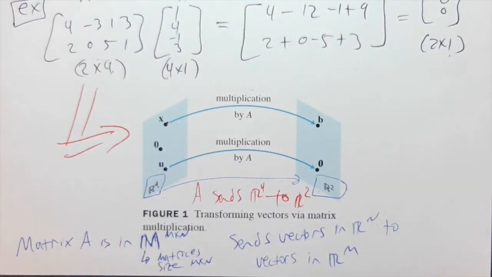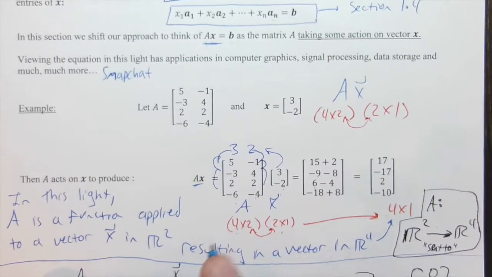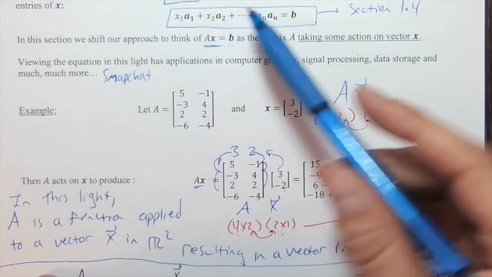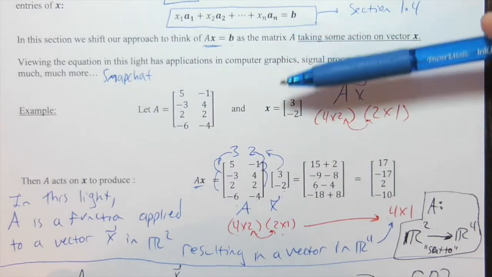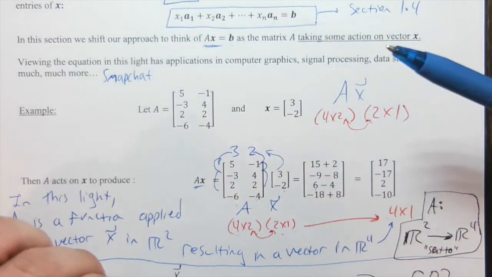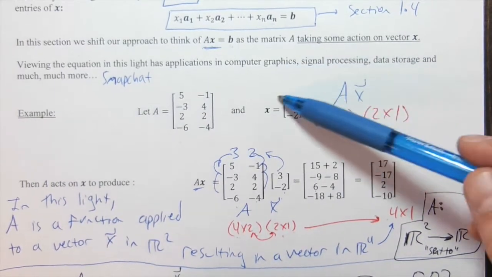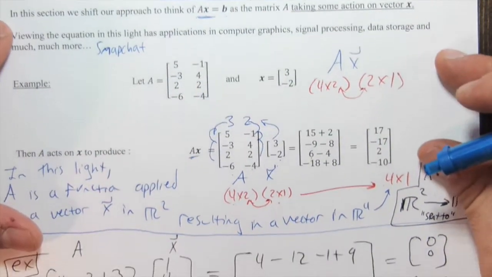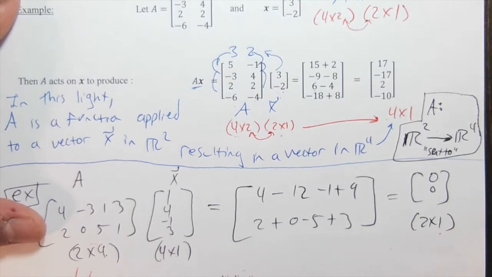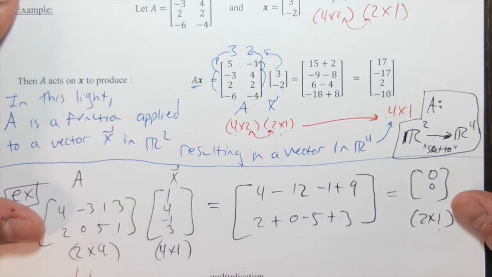And so anytime we do matrix multiplication, yes, we can, one, think about doing linear combinations of the columns like we did previously in 1.4, but we're just trying to move into this different application of, again, graphics, signal processing, etc., where we're transforming something, and we're transforming dimensions in this sense.